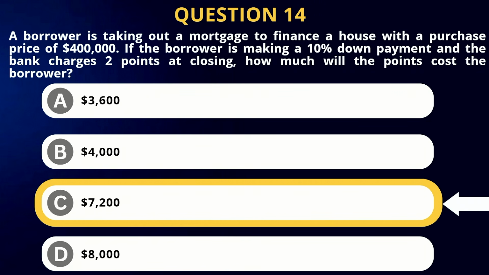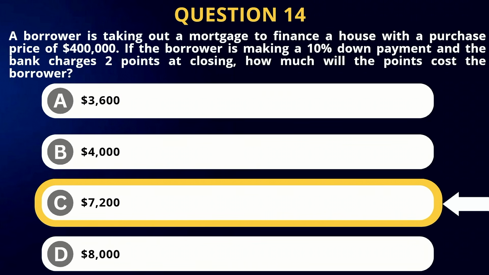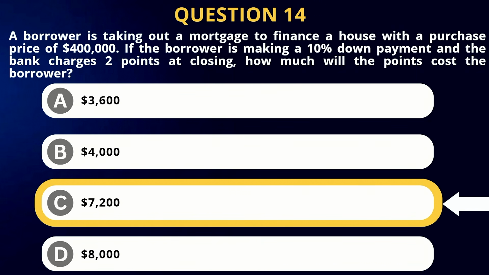But the little bit of a twist here was that it's a $400,000 purchase price and the borrower is putting down 10%. So really they're borrowing 90% of $400,000. And if we do the simple math there, then we know that it's $360,000. Well, 1 point is 1% of the loan amount. So 1% of $360,000 is $3,600. And then we multiply that times 2 points here, and we get $7,200.